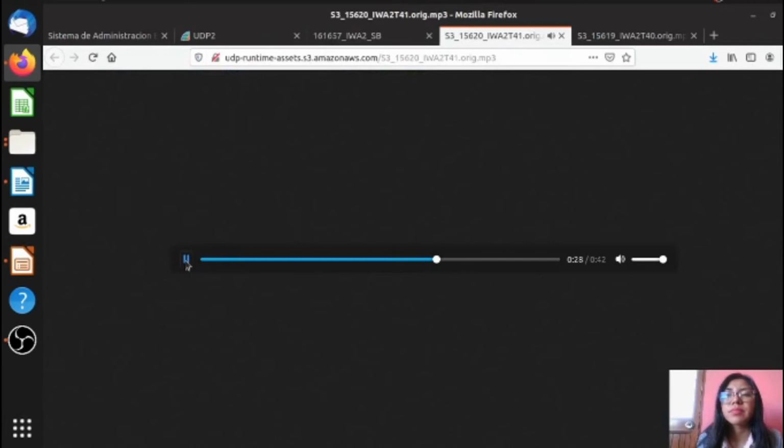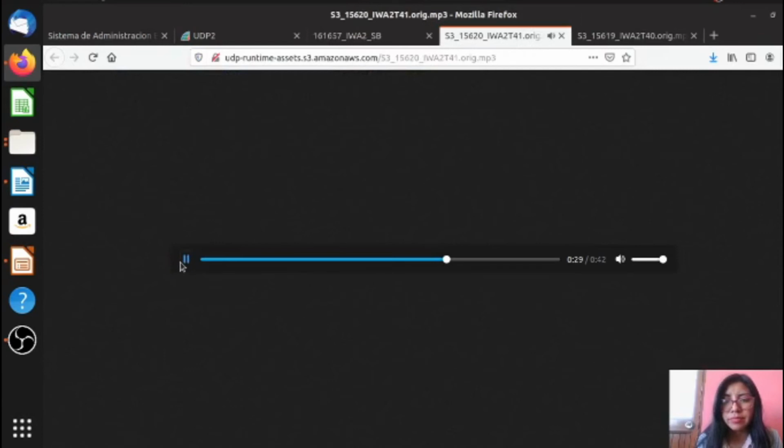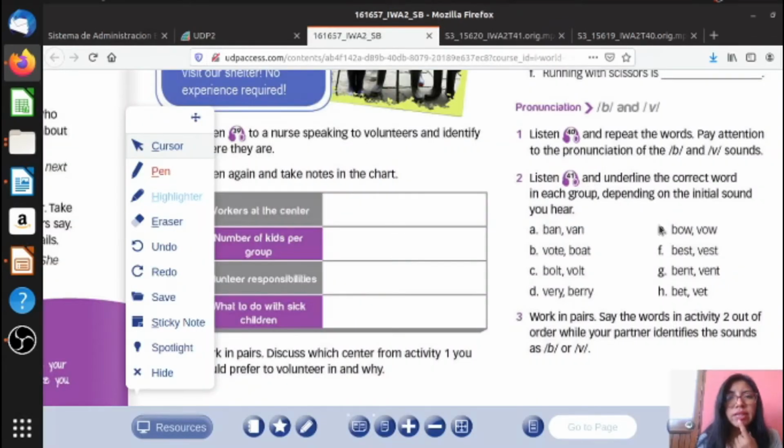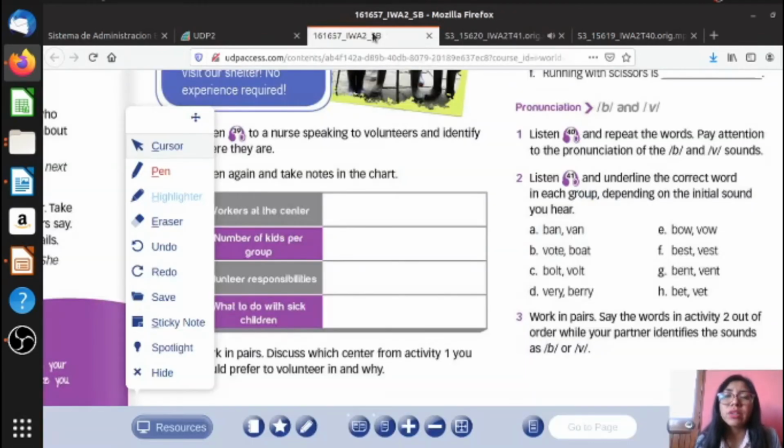F. Vest. So that is okay. G. Vent. Okay, so that is a little friction in your mouth. Vent. Okay, and we are going to check the last one. H. Bet. That is like an explosion. Bet. So it is that.